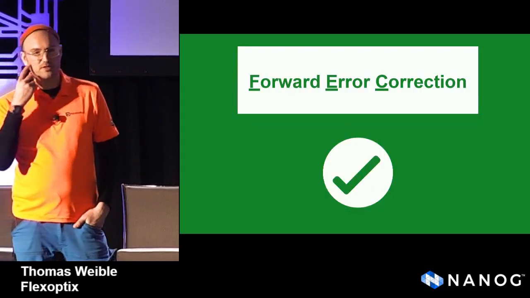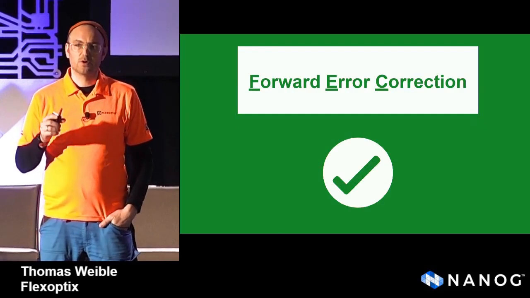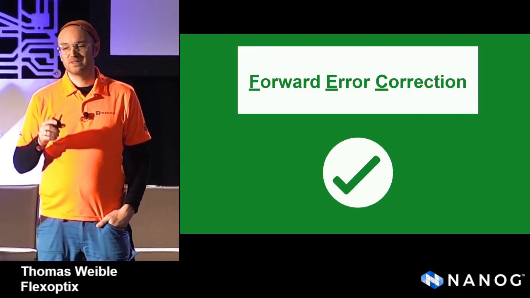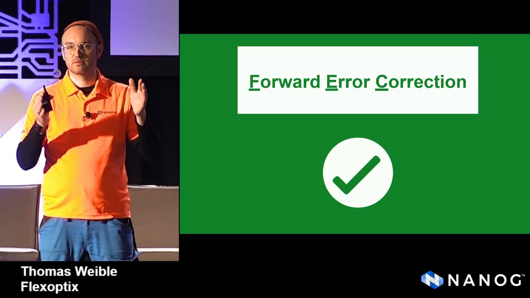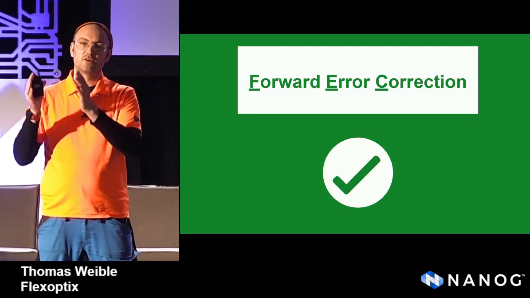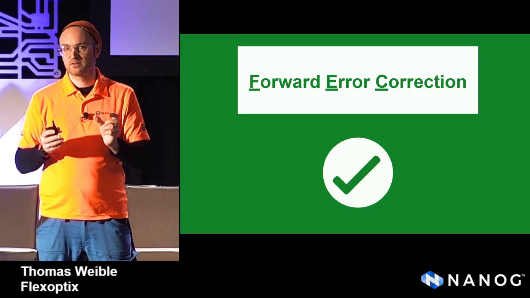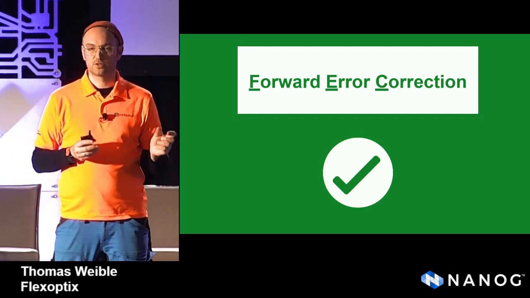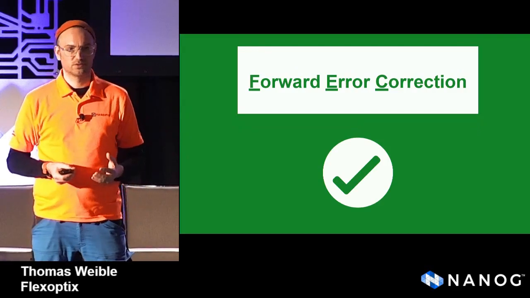What is the forward error correction? Maybe if we look back a little bit in history, we already know error detection. When you look in your Ethernet frame, you have the 1,500 bytes of the frame. At the end, you have the cyclic redundancy checksum of 4 bytes. This is actually error detection. So with those 4 bytes, you can detect an error, but you can't correct it.